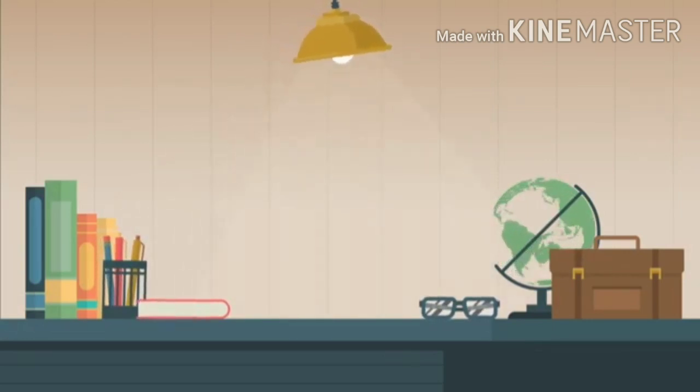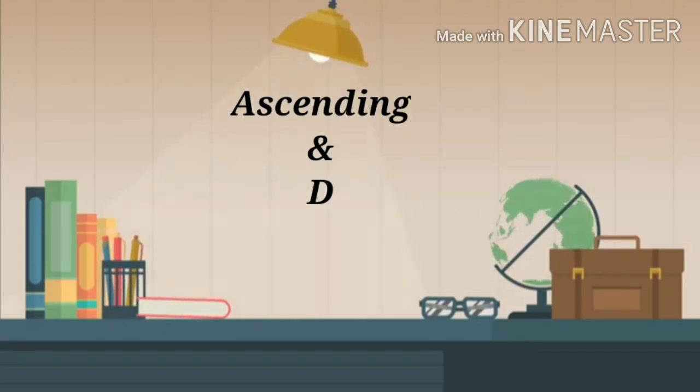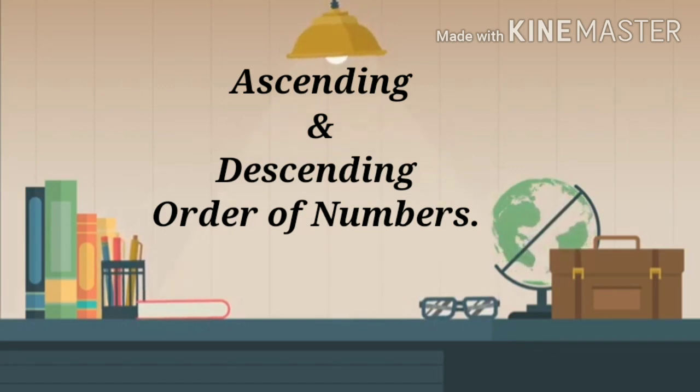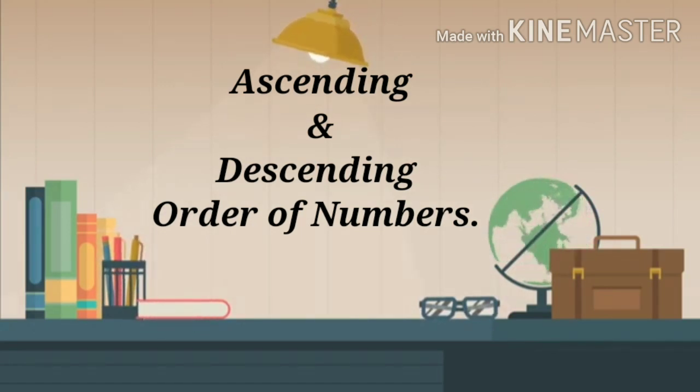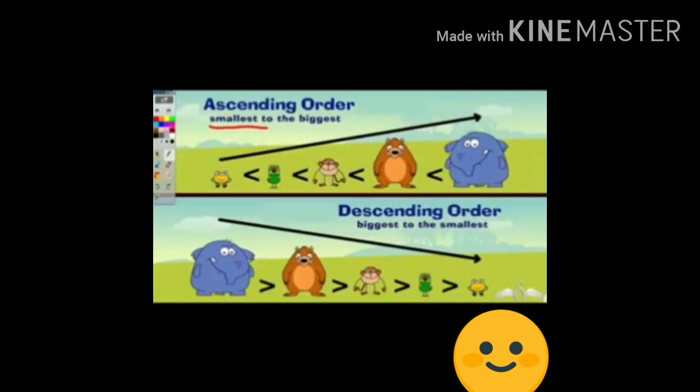In today's video, we are going to learn about ascending and descending order of numbers. To understand this, first we have to learn about what is ascending and descending order of numbers. Ascending order means smallest to the biggest, and descending order means from biggest to the smallest.